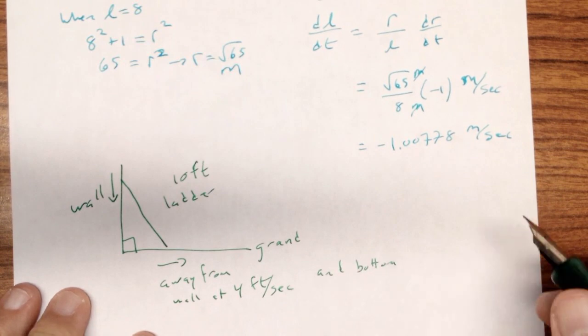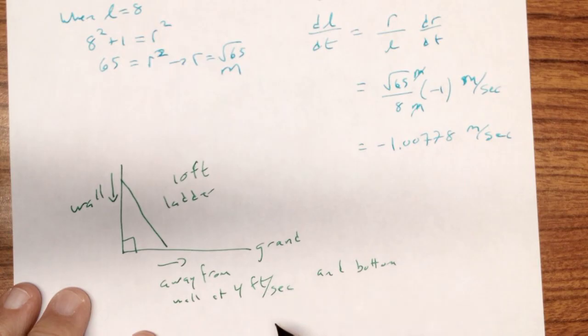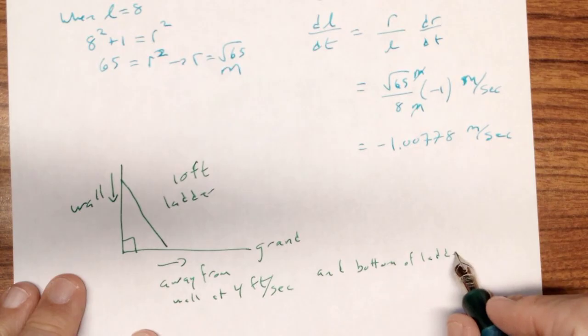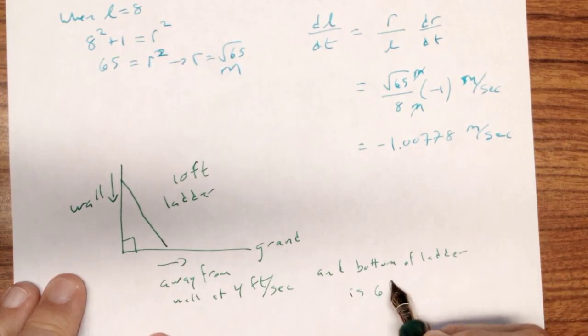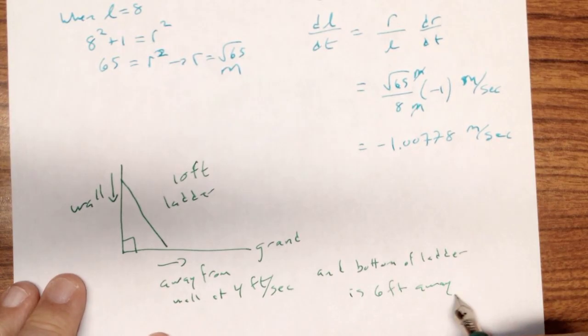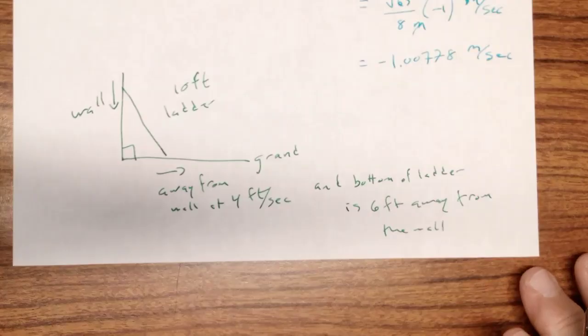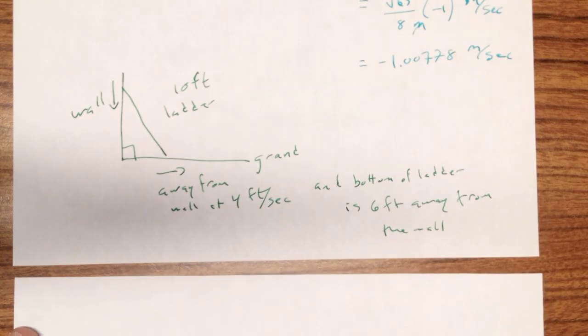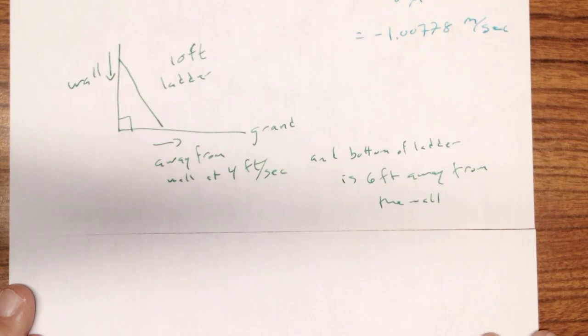Is the bottom further away? No, the bottom of the ladder, yes, the bottom of the ladder is 6 feet away from the wall. There. Now I've written down all the information that was given to me in this problem. Page 248, if you want to see the textbook's picture.